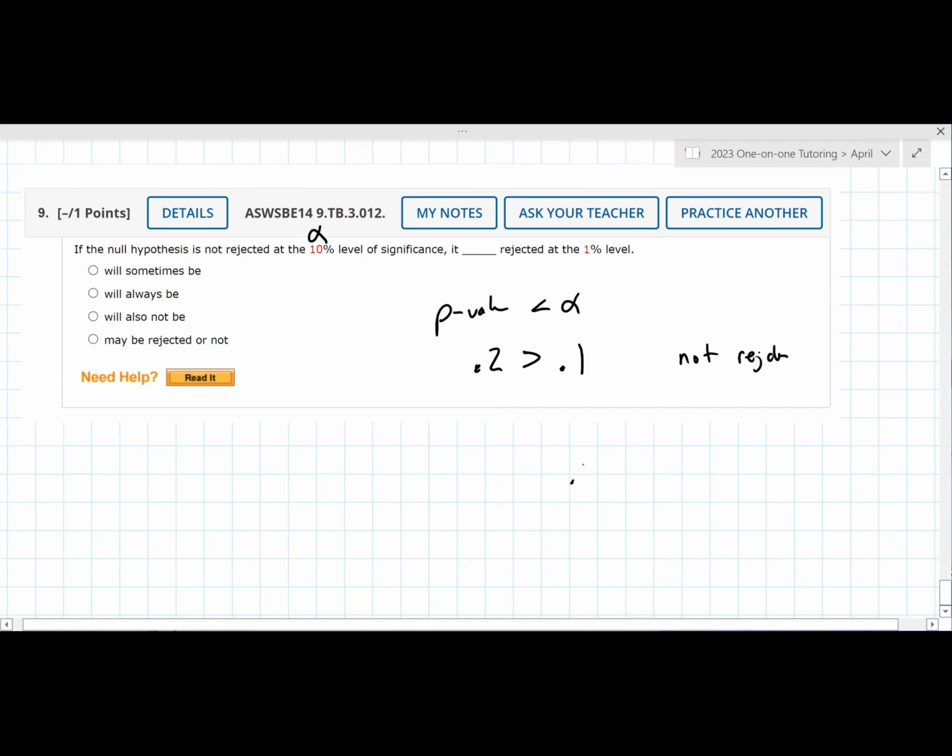But now let's say the alpha is 0.01. Is 0.2 still bigger than 0.01? Yes, it is. So it's do not reject or fail to reject. So can you think of a number that's bigger than 0.1 but smaller than 0.01? That's what this question is really saying: a number bigger than 0.1 but less than 0.01.